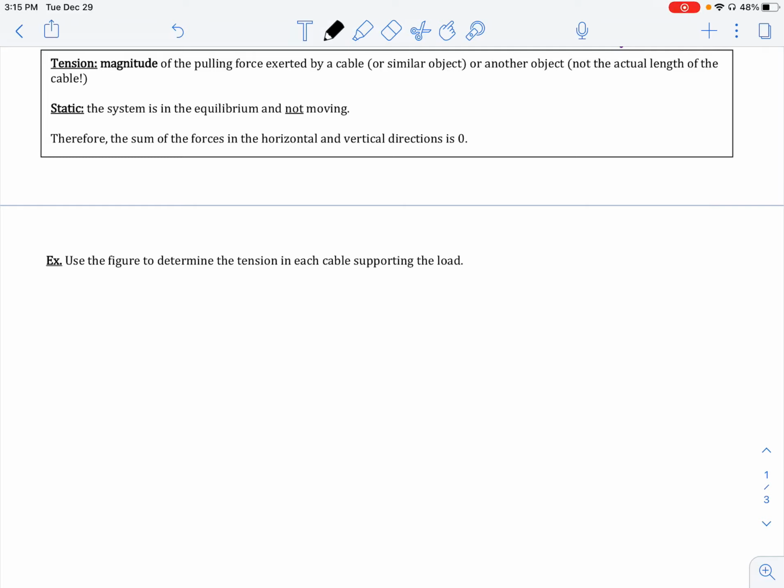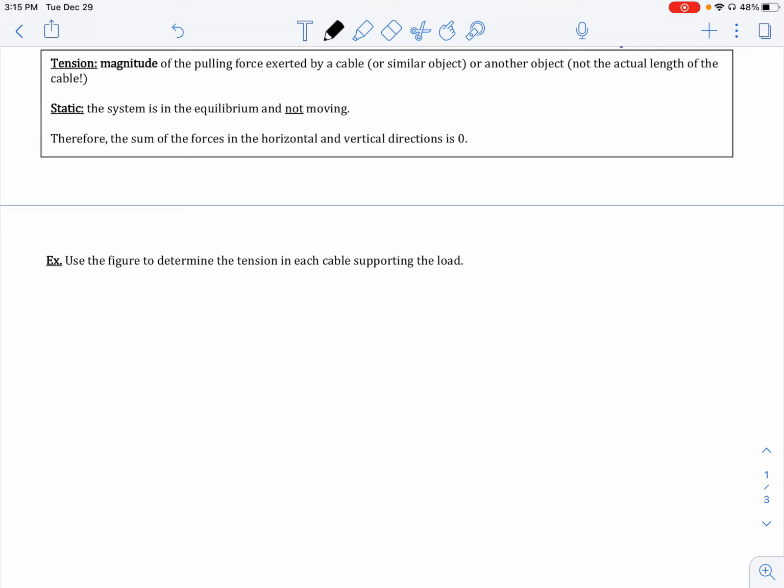Another type of application problem I want to do with vectors is a tension problem. A tension problem is one in which we use vectors to represent the magnitude of the pulling force that is exerted by a cable or a rope or some other object that might be holding up some type of weight or mass. And it's important to understand here that the magnitude of these vectors is going to represent the force that is exerted by the cable.